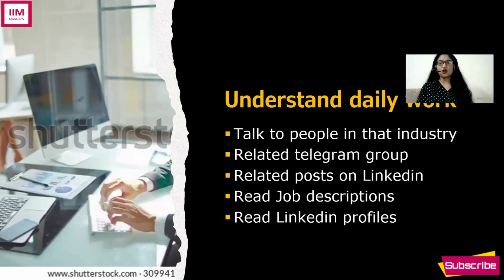So you talk to people in that industry. You should join Telegram groups related to analytics. There are hundreds of such groups. Just search for data analytics, product management groups on Telegram. You can directly search using keywords in Telegram. Then you should follow the posts related to that particular job on LinkedIn. For example, you are interested to be a product manager, where people write about product management a lot on LinkedIn. So you will get the feel of what is the expectation versus reality in that role.